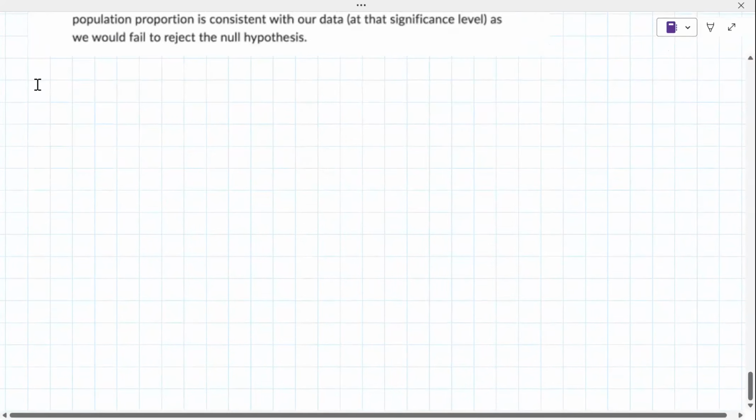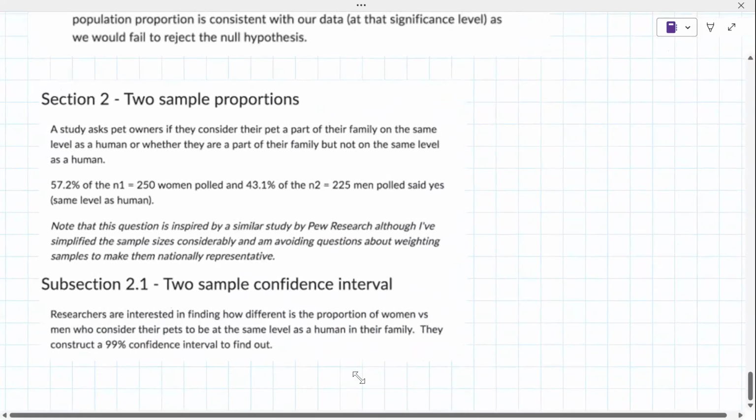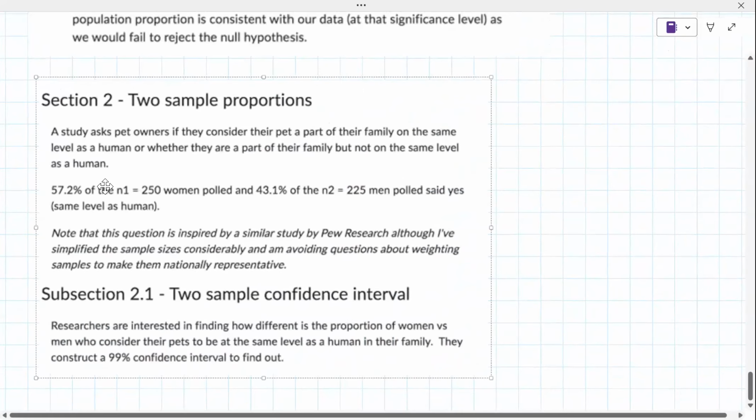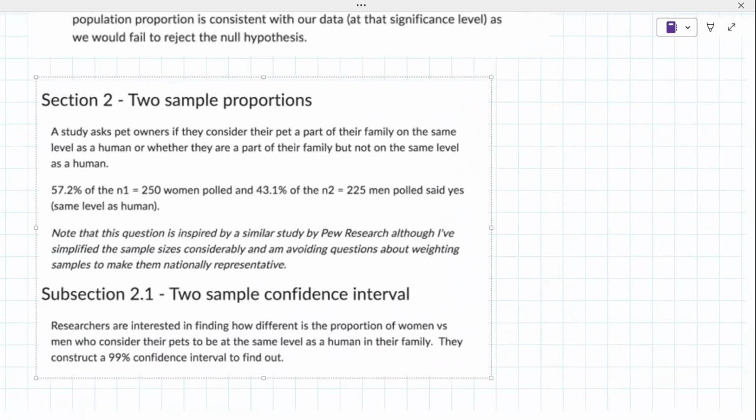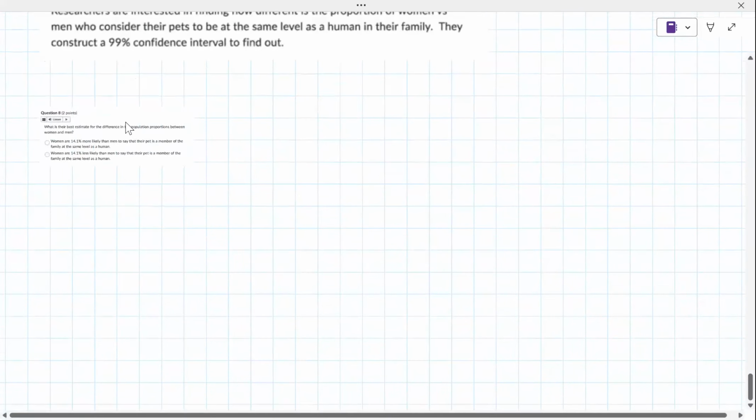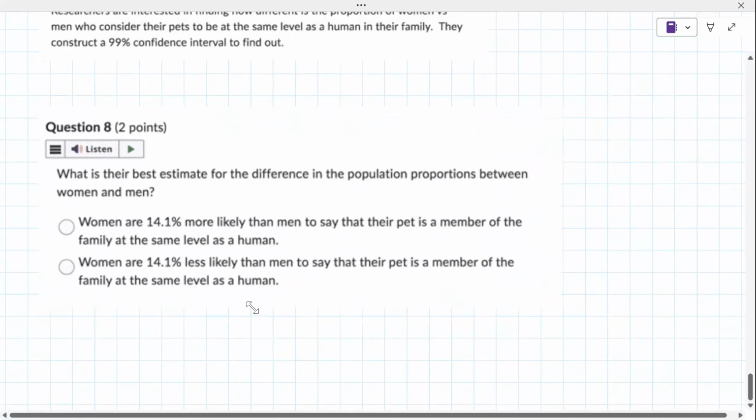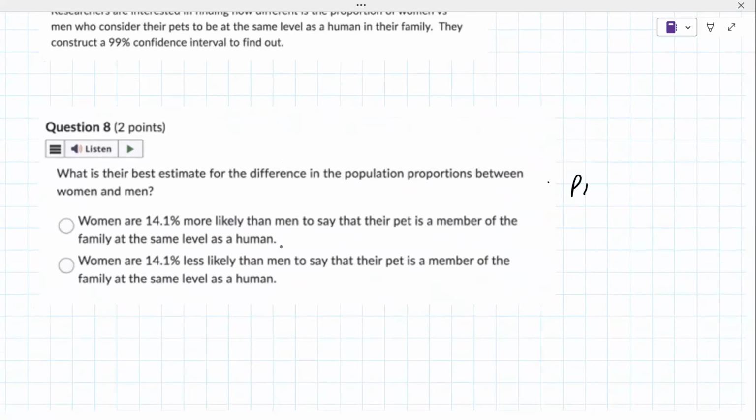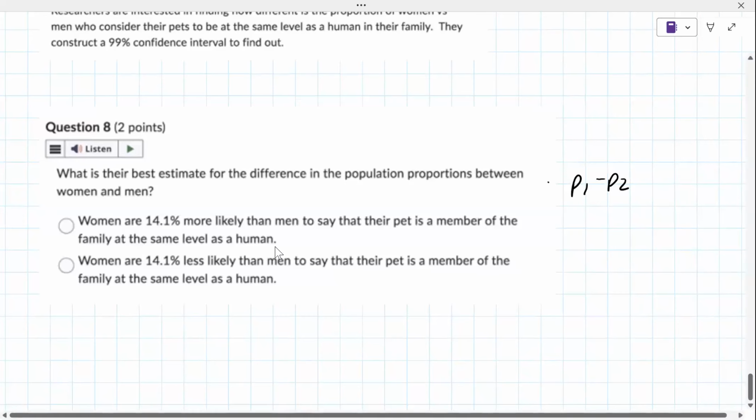So the next grouping of questions is more like the previous assignment that we did. They give you two proportions here, in this case, women and men. They're told for something, who knows what. But we're going to be asked to do a bunch of things here. So the first thing is to estimate the difference in the population proportions. So that's like P1 minus P2, and we have those values here.